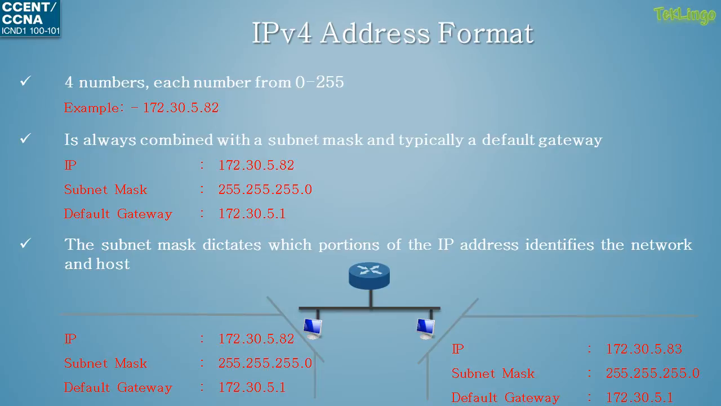So let us look at the format of an IP address. IP is one of the components of the TCP/IP protocol. First thing, an IP address is 4 numbers, usually called octets. So in an IPv4 address, you have 4 octets, each a number from 0 to 255. So in this example, you have 4 octets. 172 is the first octet, 30 is the second octet, 5 is the third octet, and 82 is the fourth octet.